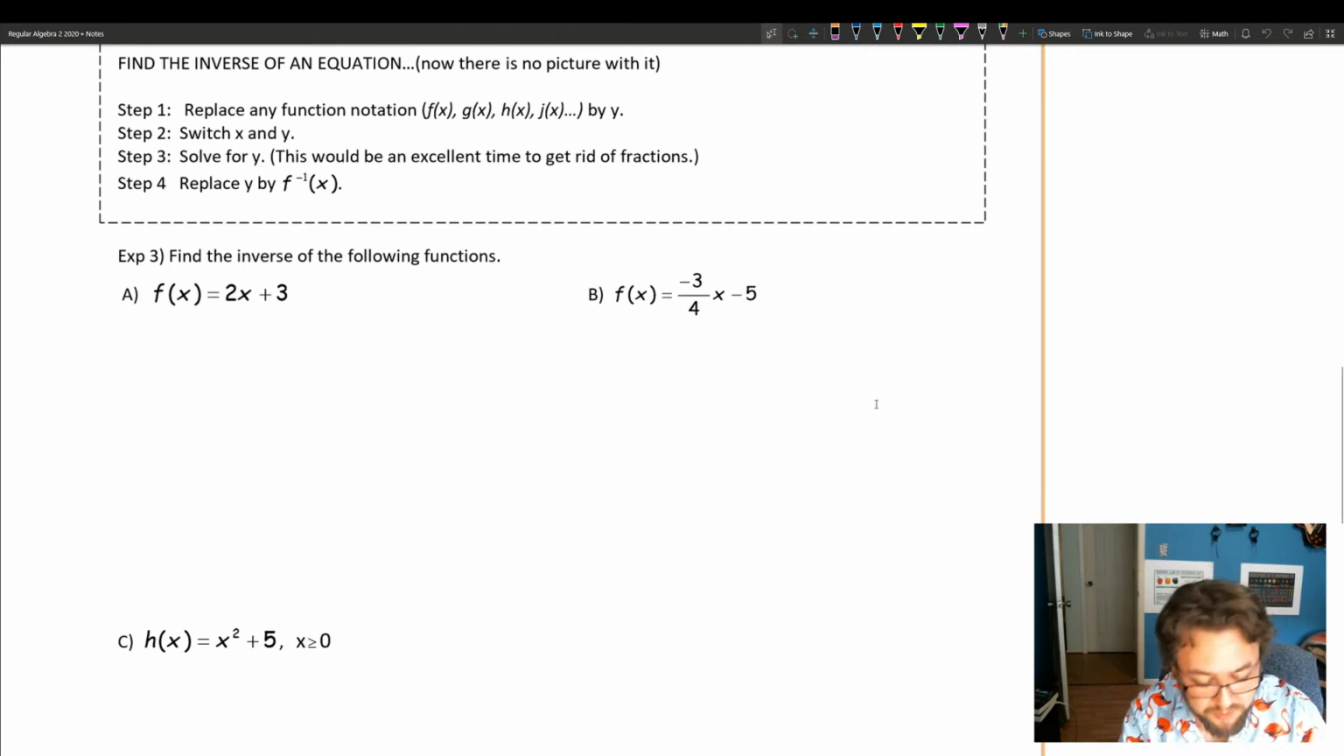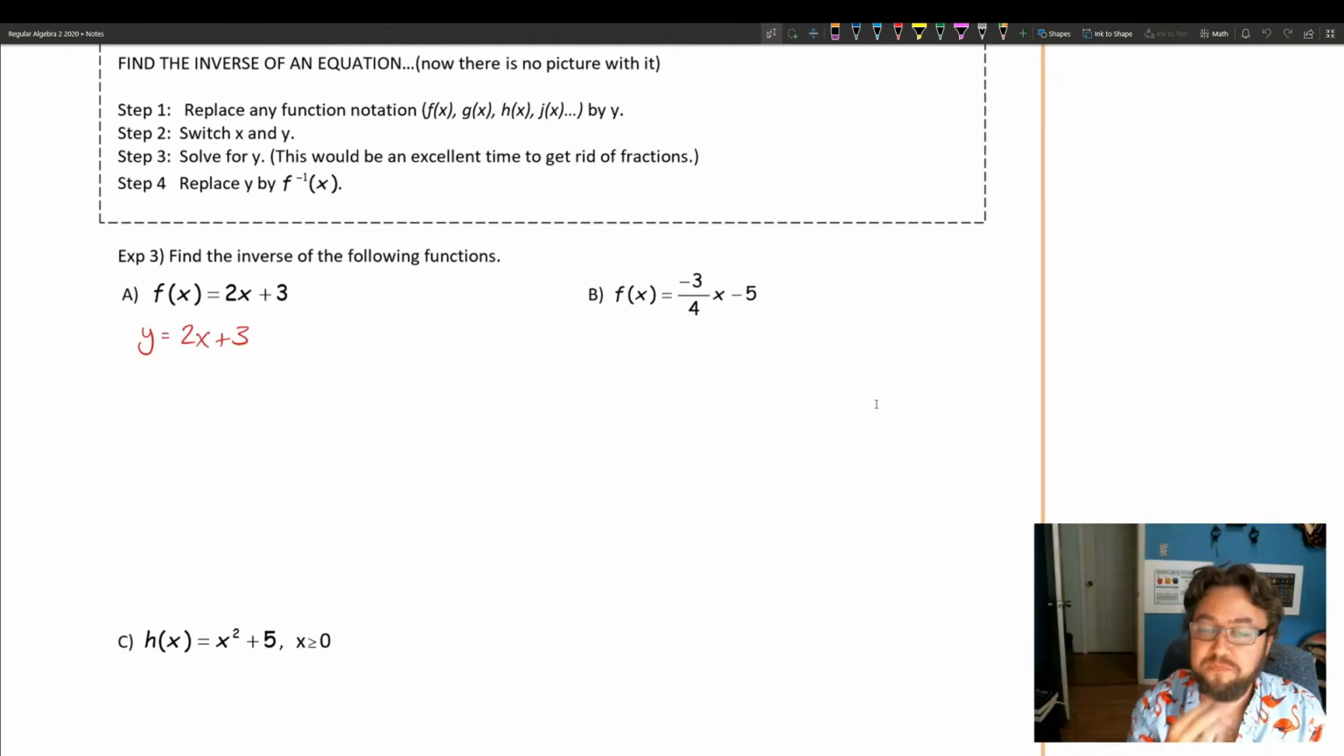The first thing I'm going to do is rewrite my equation with a y instead of an f of x or g of x or whatever. So I'm going to rewrite this as y equals 2x plus 3. After that, step 2 is switch where x and y are. So x equals 2y plus 3.